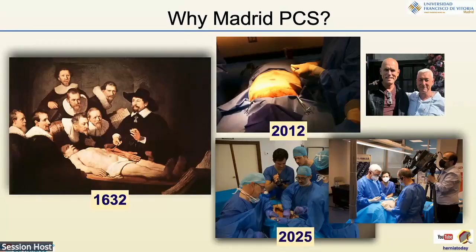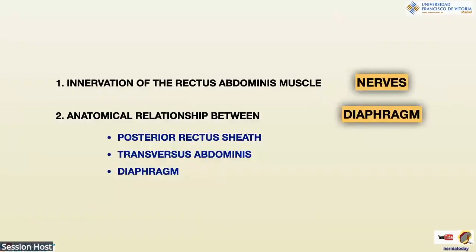I came to learn the TAR in 2012, and we performed the first one just 1 month later in Madrid. And I have spent these years dissecting cadavers. So I look like this man from 400 years ago. The reason for this modification is based on anatomy, on the innervation of the rectus muscle and the diaphragm fibers.